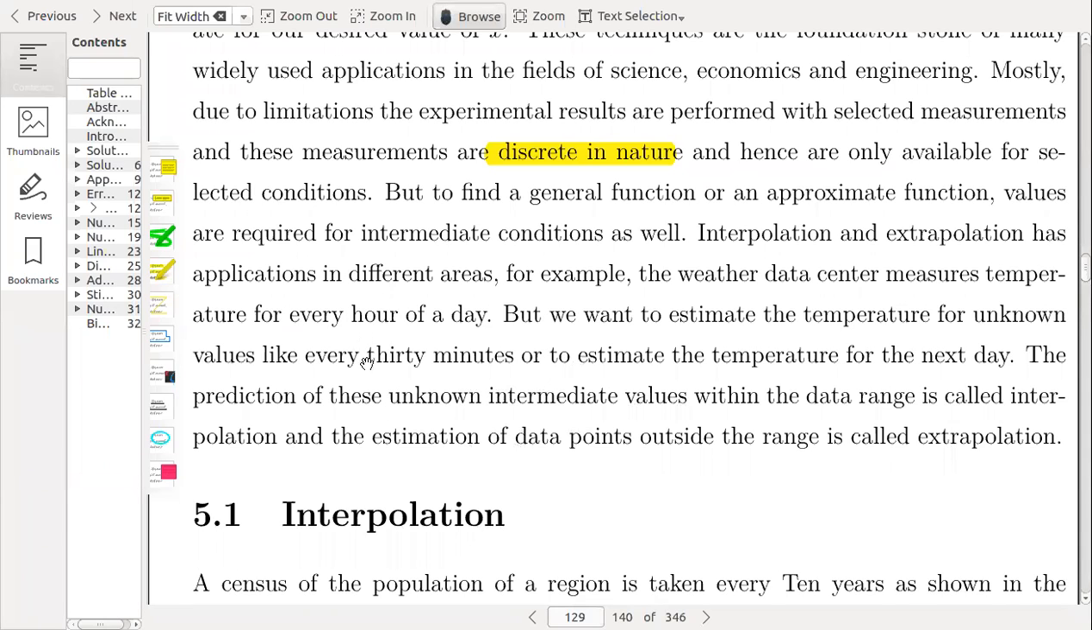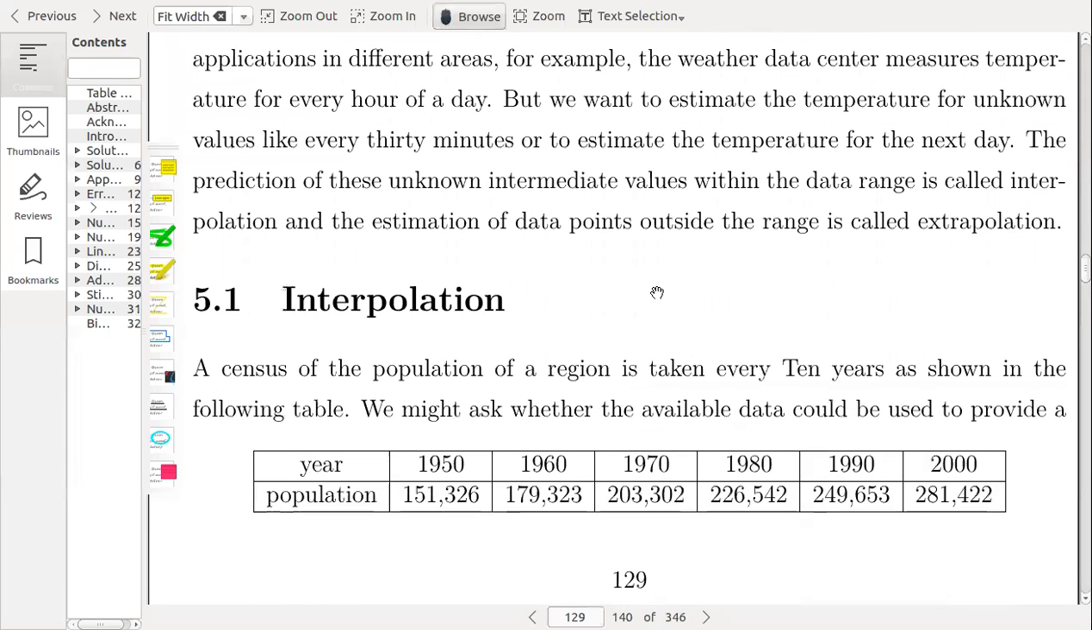So these intermediate values are not given, but we are given the discrete values which have been collected after every hour of a day, and we are interested to find the values after 30 minutes or one day. So these values are not given. That is called intermediate values. If we predict these intermediate values based on the given data, then this is interpolation.